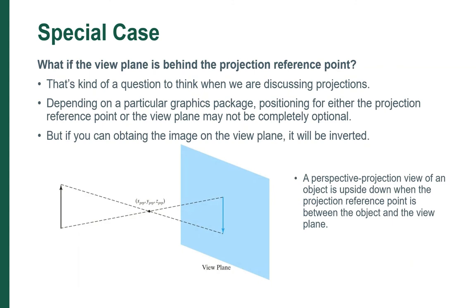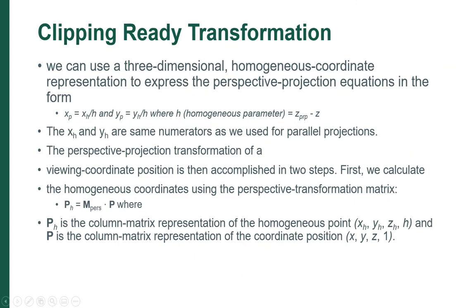Depending upon the particular graphics package, positioning for either the projection reference point or the view plane may not be completely optional. But if you can obtain the image on the view plane, it will be inverted. You can use a three-dimensional homogeneous coordinate representation to express the perspective projection equations in the form. Here also we are using the transformation to make it ready for the clipping.